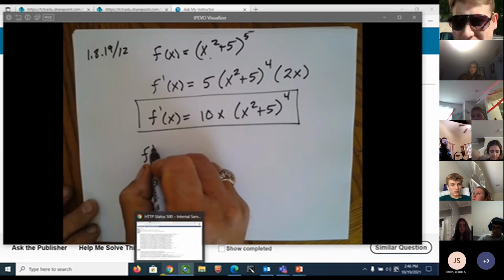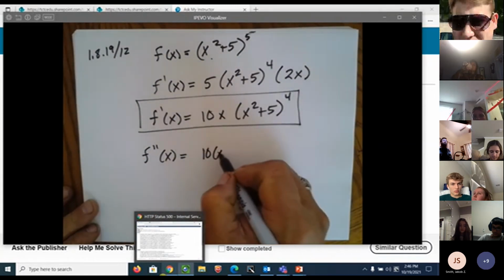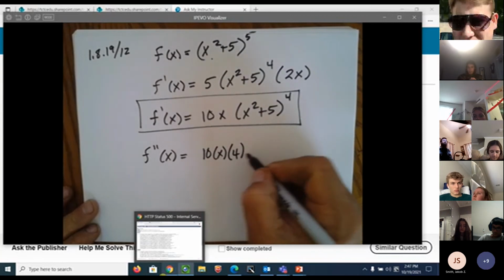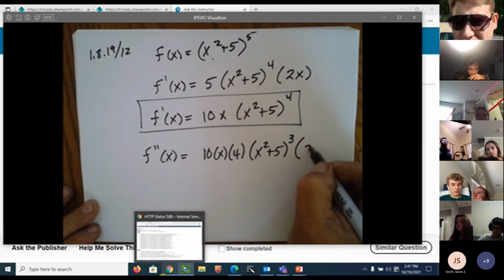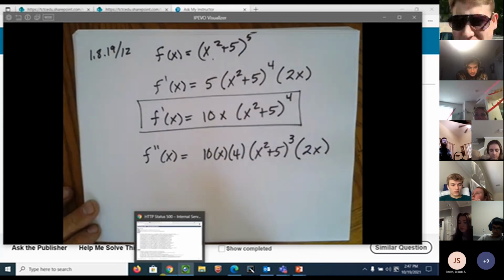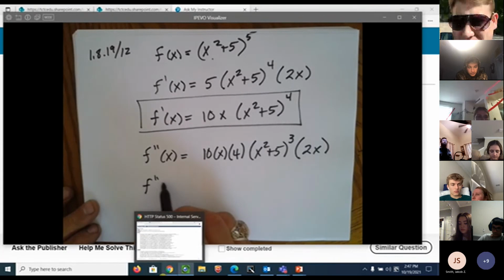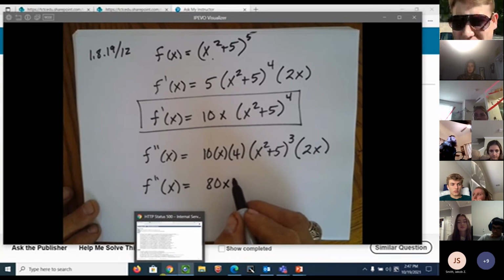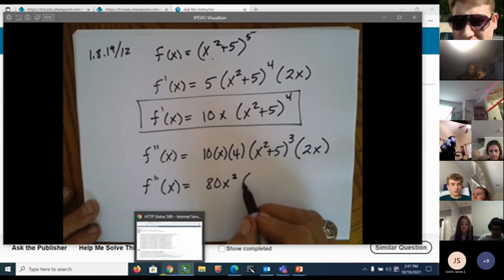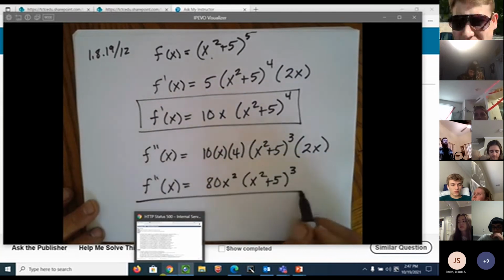Second derivative, f double prime, is equal to 10x times 4, x squared plus 5 to the third times 2x. And then 2x times 10x is 20x squared times 4 is 80x squared. I don't know why I'm asking y'all, because y'all wouldn't tell me if I wrote down the wrong number or not. 80x squared times x squared plus 5 to the third power. That's what I got for the double prime.